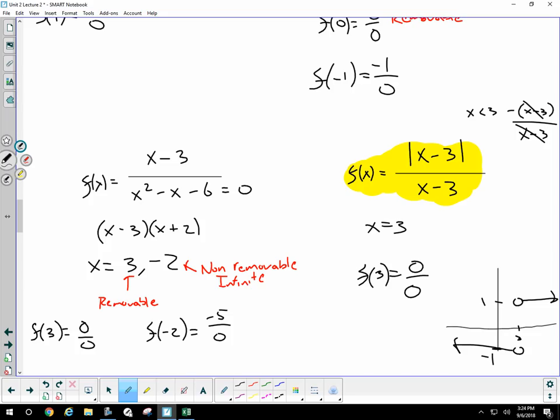And here is a situation where x equals 3. That's a jump. Non-removable jump. Even though it's 0 over 0. Okay, it's something over itself, but it's something that's positive divided by something that will be the same value that could be positive or negative, which is why we're going from negative 1 to positive 1.